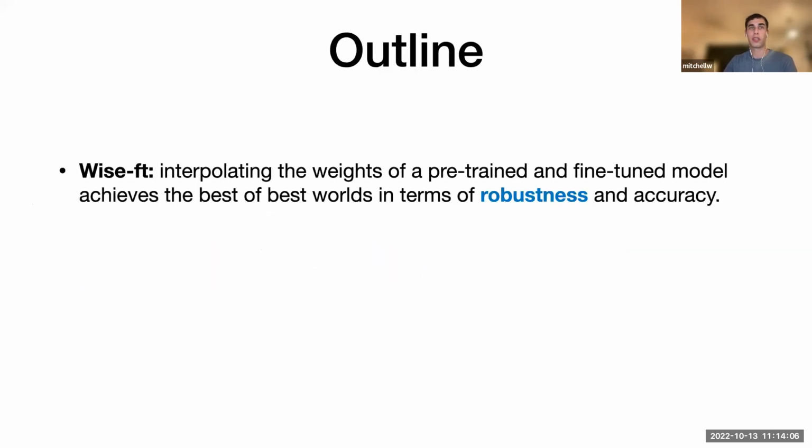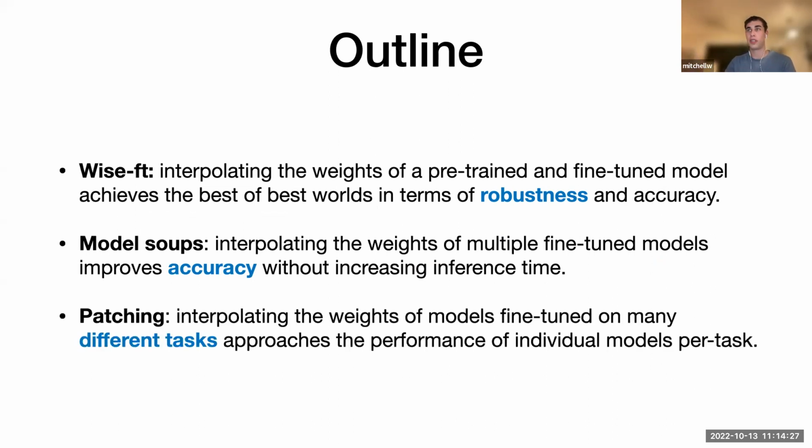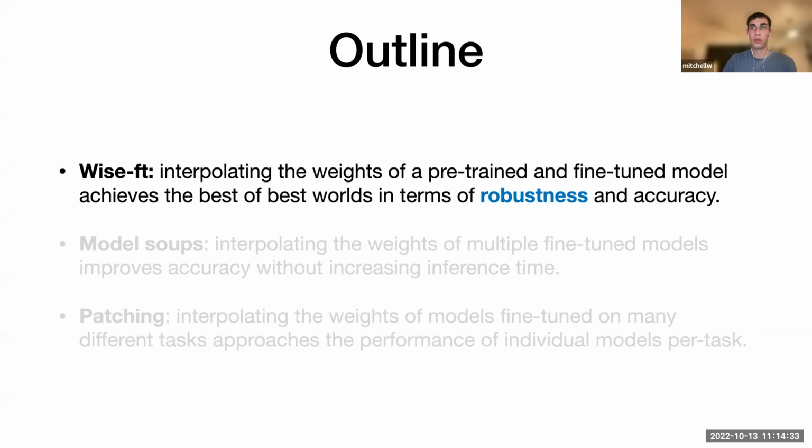So first, we're going to talk about how to use model interpolation to improve robustness. Next, we're going to talk about how to generalize this to interpolate many different models and improve accuracy. Finally, we're going to talk about how to interpolate models which are fine-tuned on different data sets towards editing models. So let's jump into robustness.